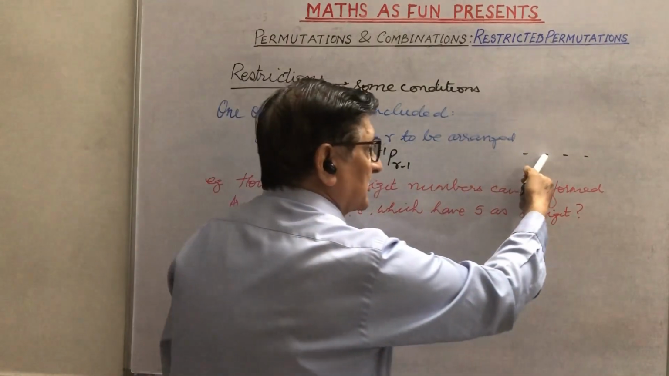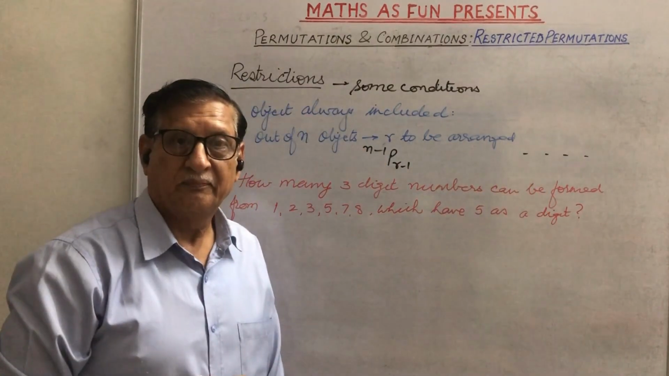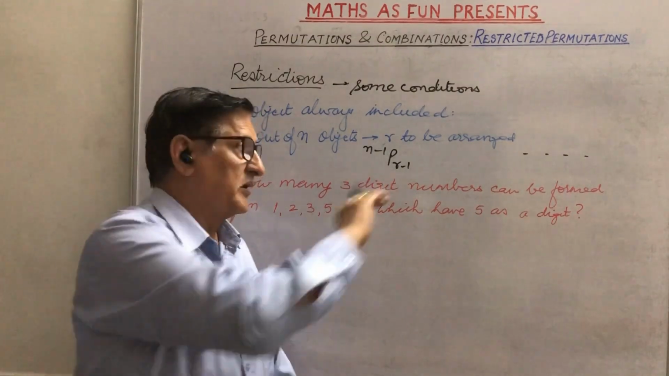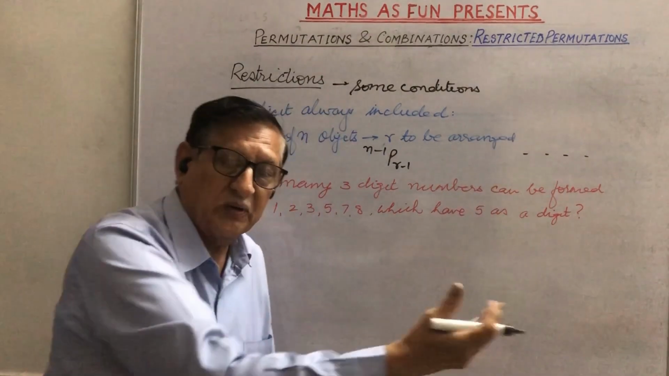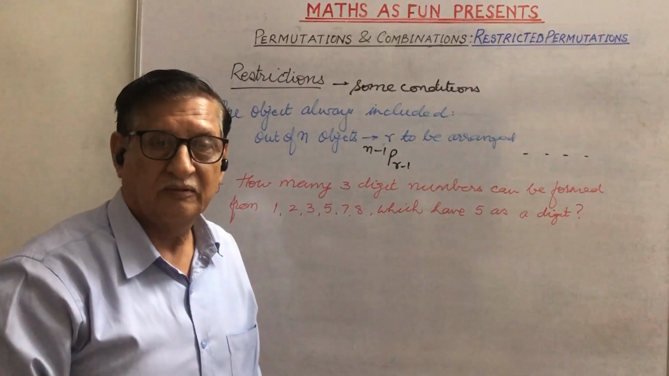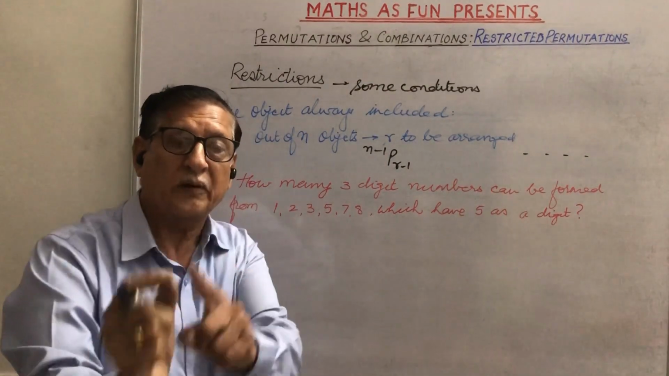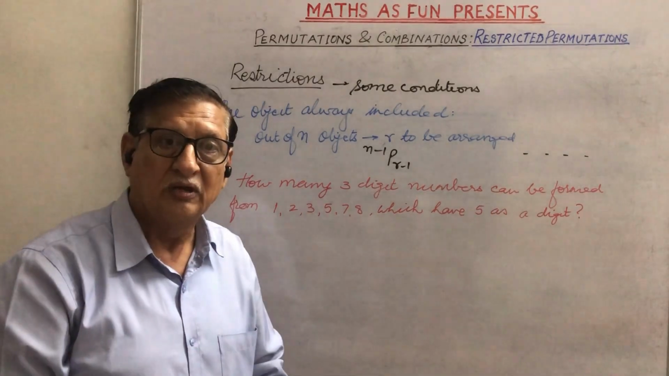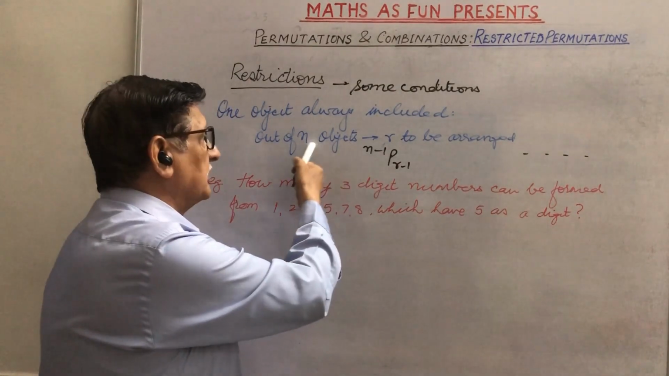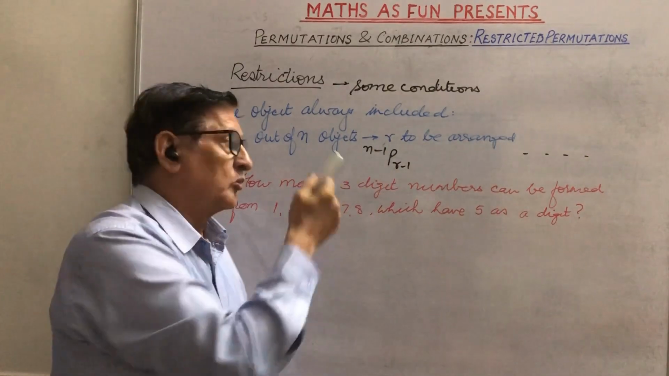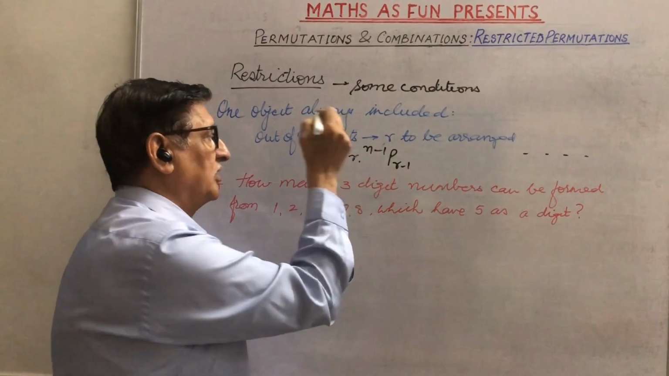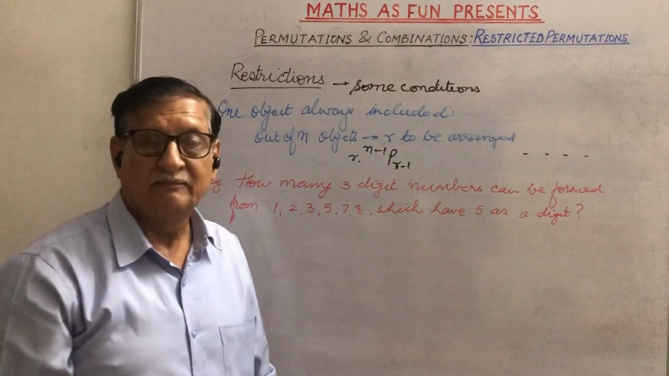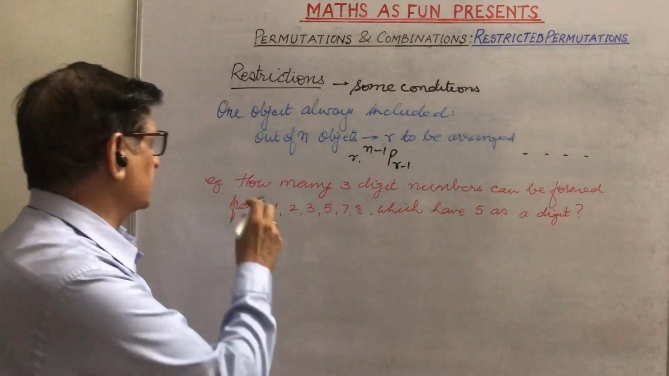Suppose this comes at the second place. Then again we have the same (n minus 1)P(r minus 1). It may go to the third place or fourth place or rth place. It means this can occupy any of the r places in r different ways. And hence we say that the number of total permutations in such cases will be r into (n minus 1)P(r minus 1). Let's take one example now on this.